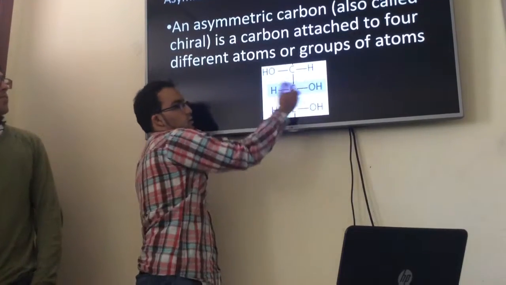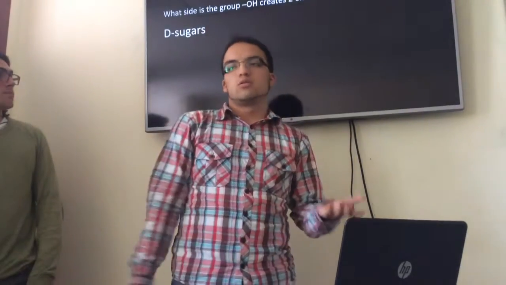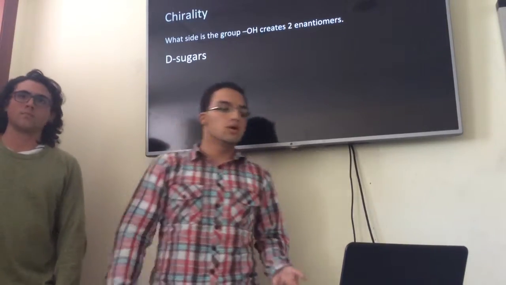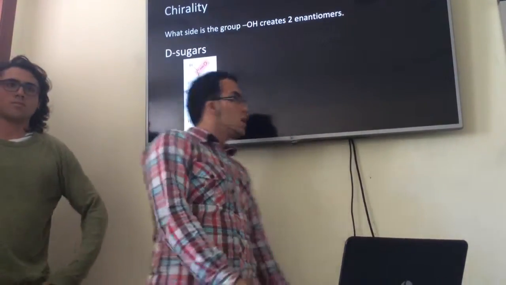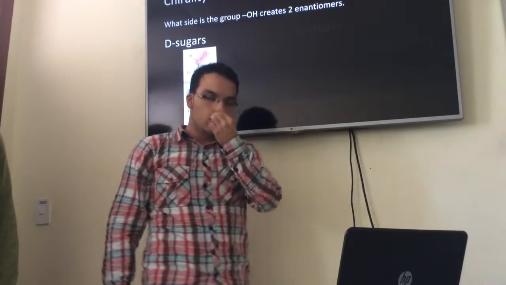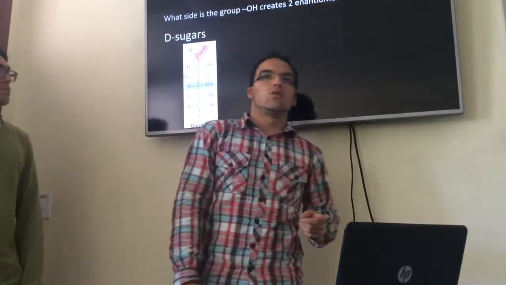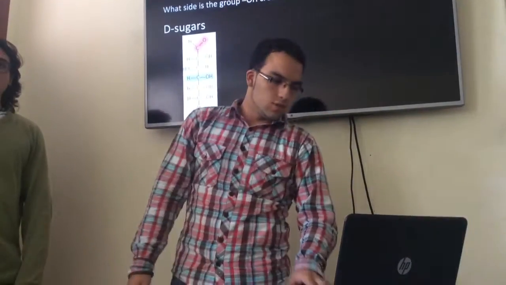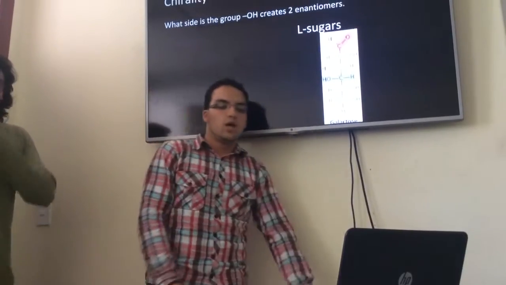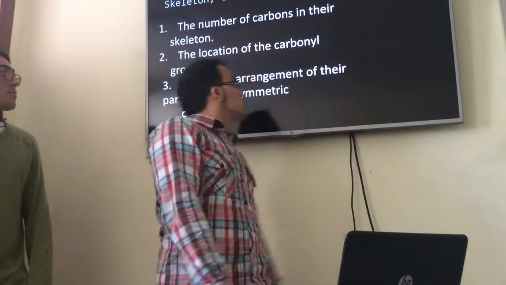So where is the hydroxyl group? Is it one sugar or another? We have 2 types of sugar, called enantiomers: D sugars and L sugars. D sugars have the hydroxyl group on the right, and we use D because of the Latin word for right, dextro. We use L for sugars when the hydroxyl group is on the left, also because of the Latin word, levo. So that's it.